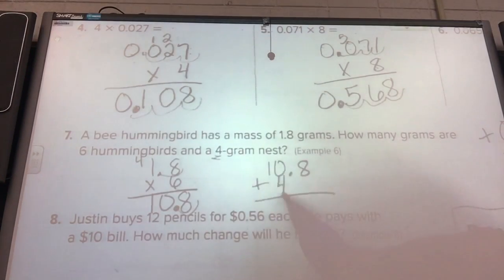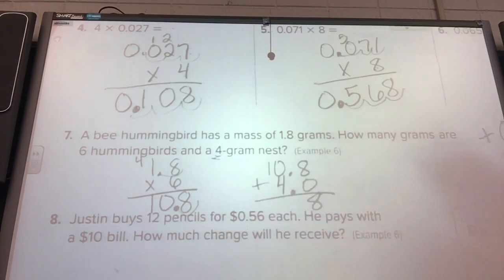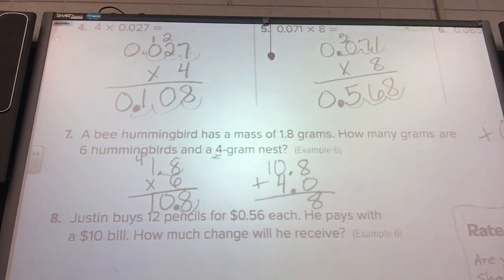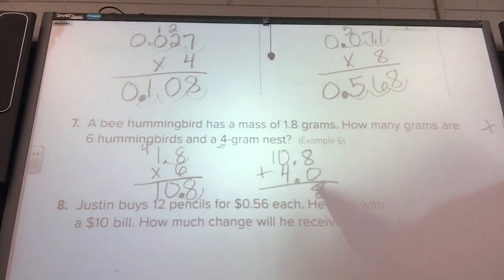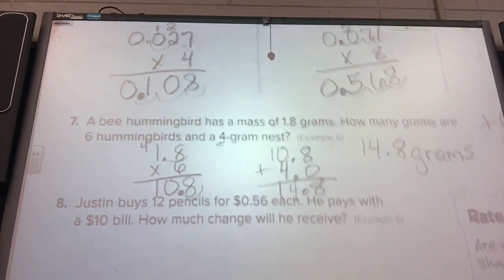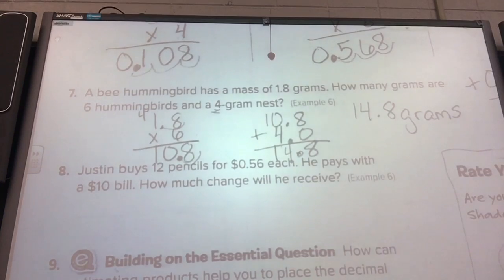Remember, 4 is a whole number, so it goes right under this whole number. So the 8 comes down because we have nothing here. If you feel better, make it 4.0. 4.0 is the same as 4. Then we bring down our decimal. And then 4 plus 0 is 4. And 1 plus nothing is 1. So our total is 14.8 grams.